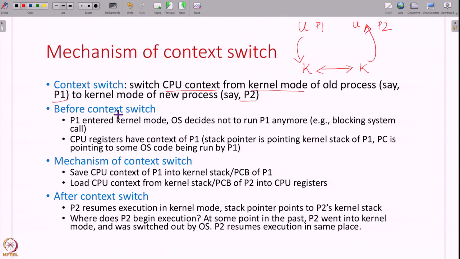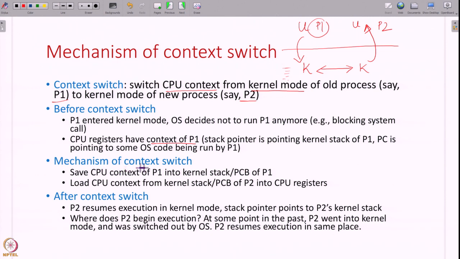So, before the context switch, this process P1 has had a trap or system call or something, and for some reason it has entered into the kernel mode, and for some reason the operating system has decided not to run P1 anymore. Maybe it exited, it blocked, whatever. At this point the CPU scheduler is invoked. So before the context switch, all the CPU registers have the context of P1. That is, the stack pointer is pointing to some location on the kernel stack of P1, the program counter is pointing to some operating system code that P1 was running in kernel mode. So maybe P1 made a blocking system call to read from disk, and you ran some code saying give the command to the disk and so on. So somewhere you are in the execution in kernel mode of process P1. This is the state before the context switch.